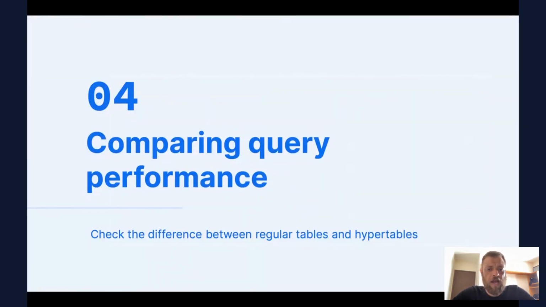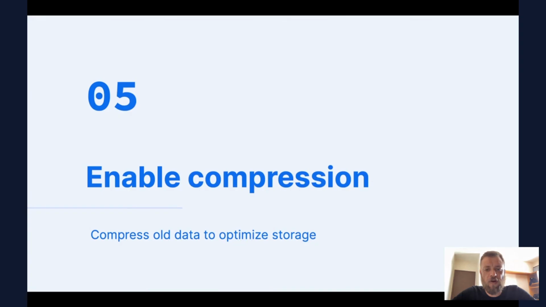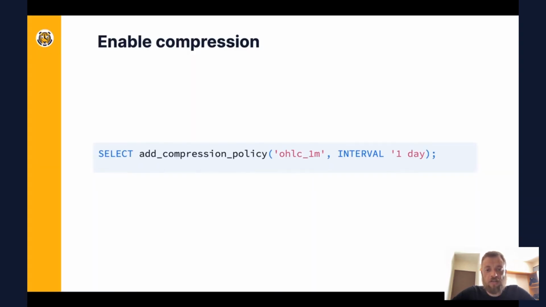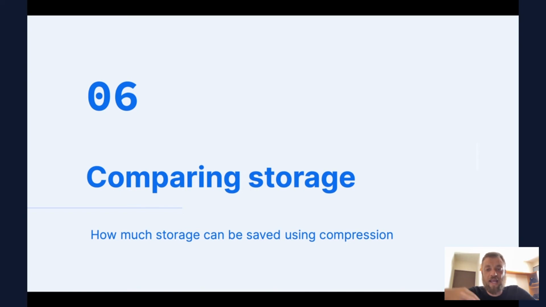The idea here, we compared the query performance, and now it's time to enable compression. So I already enabled compression, and I'm really sorry, there is a typo here. The compression policy is running over the trades table and not here. And the idea is more like showing compression in action.